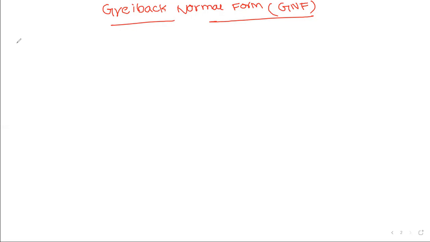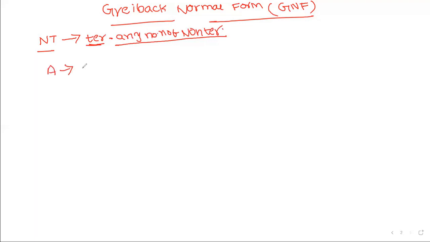So, a grammar is said to be in GNF if it contains a non-terminal tends to terminal followed by any number of non-terminals. Got the meaning? The RHS of the production must be a terminal followed by any number of non-terminals. Here any number means either 0 non-terminals or 1 non-terminal or 100 non-terminals, anything. This is GNF. For example, A tends to alpha.